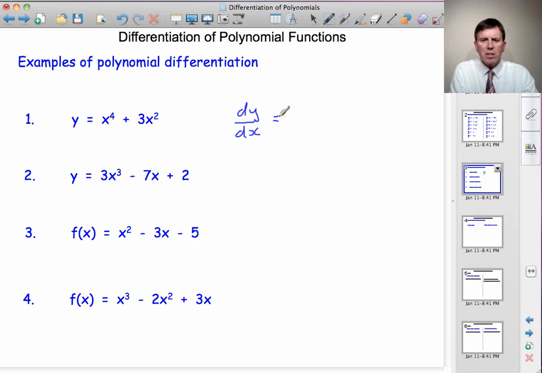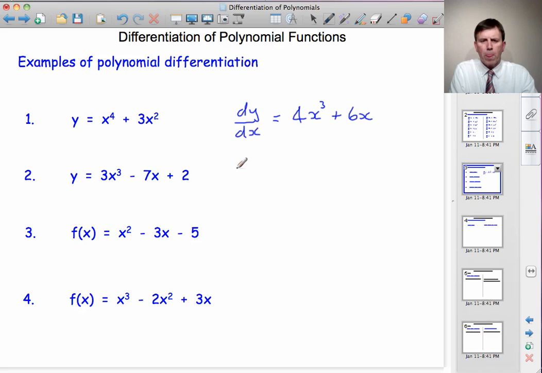So when I differentiate y here, dy by dx equals, differentiate x to the 4, we get 4x cubed. Differentiate plus 3x squared, and we get plus 6x.